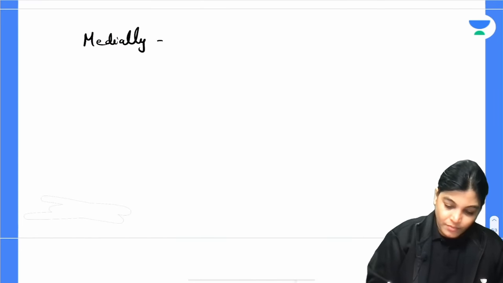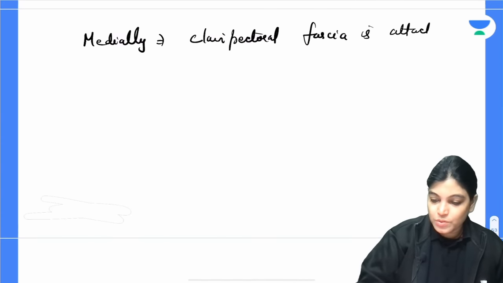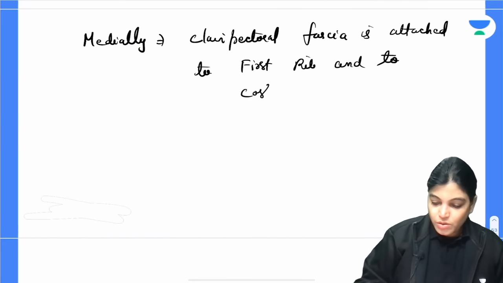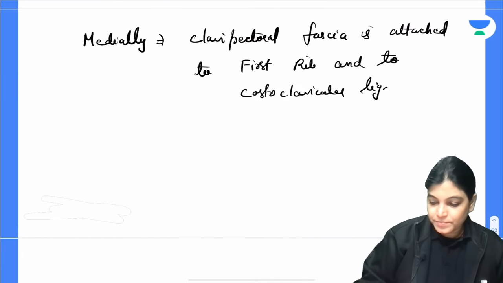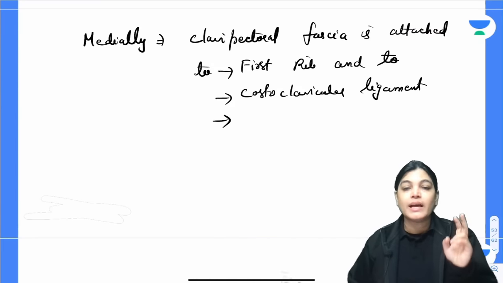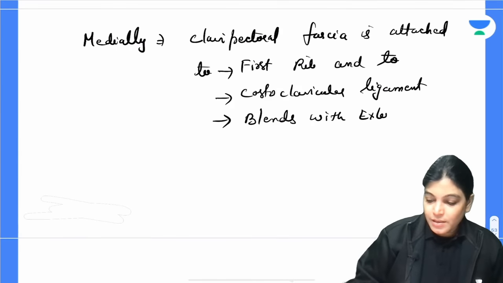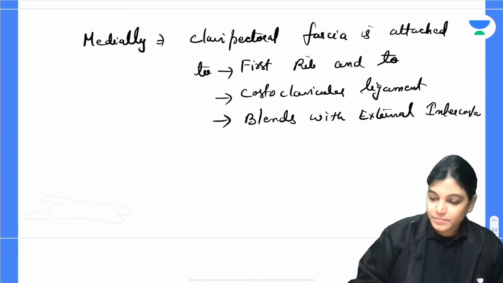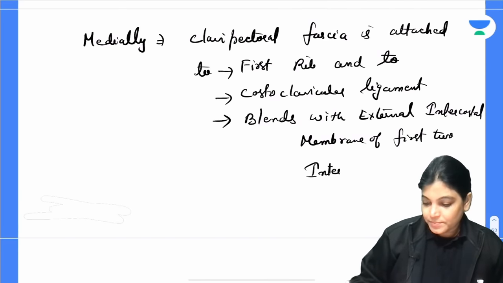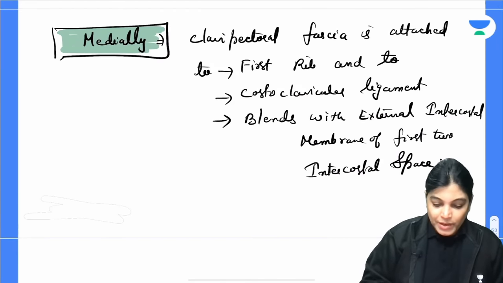Medially, the clavipectoral fascia is attached to the first rib and to the costoclavicular ligament. First rib mein attach hai, costoclavicular ligament mein attach hai, and the third, it blends with the external intercostal membrane of the first two intercostal spaces. Done. This is all about the medial extent of the clavipectoral fascia.